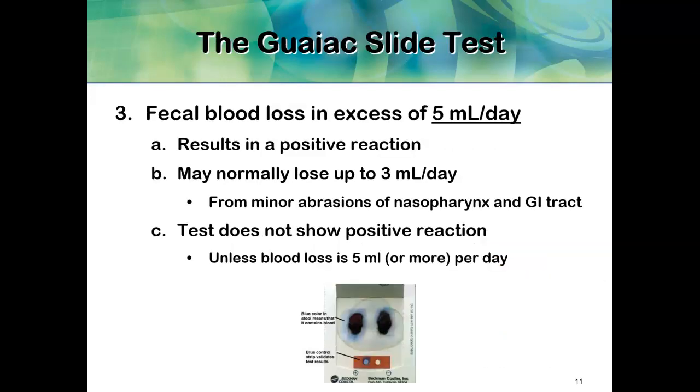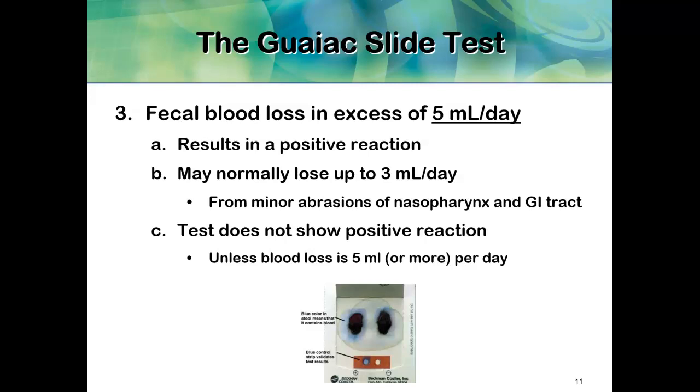So we are going to run this test, and if a patient is having blood loss that is hidden in the stool in excess of 5 milliliters a day, it's going to give us a positive reaction in the test. It's important to realize that many people may normally lose up to 3 milliliters a day of blood, and this will just be a result of minor bleeding within either the nasopharynx, the throat, the nose, and the GI tract from little minor abrasions or the foods that we eat that irritate the lining. But the test won't show positive unless we hit that 5 milliliter or more mark.